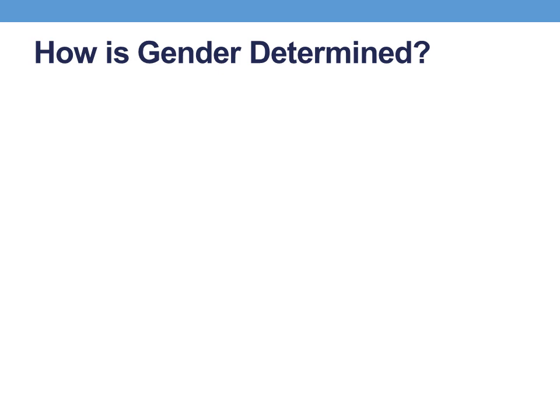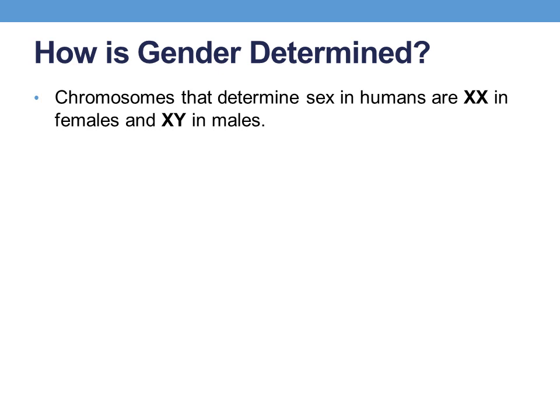So before we move into sex-linked traits, it's important that we understand how gender or sex is determined in humans. So we've talked about how males are XY and females are XX in their genotype. But how does that happen? How do the chromosomes end up being different?